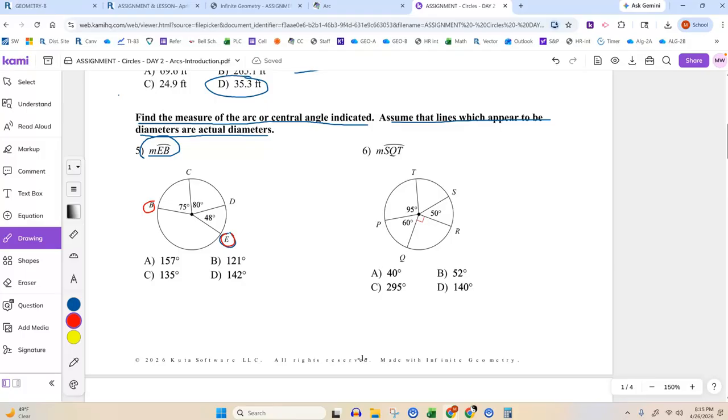Let me show you a different example. Number 6 has SQT, right? So we have S, we have Q, and we have T.